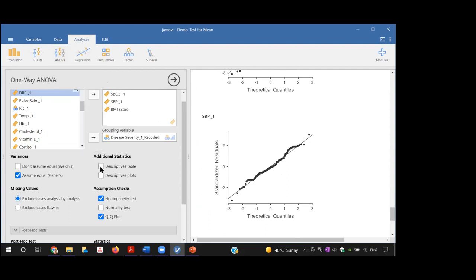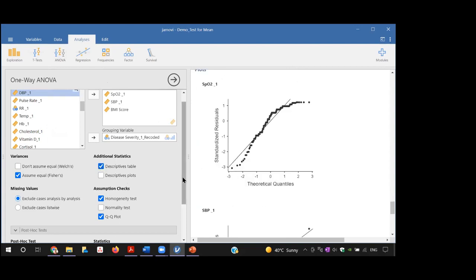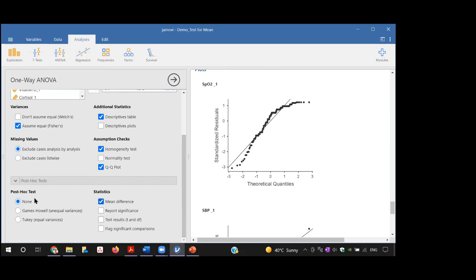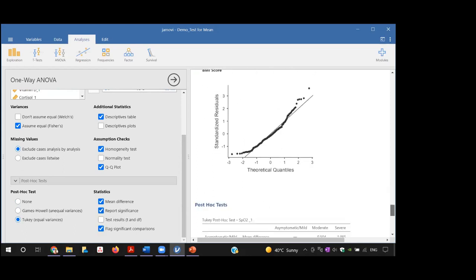So for ANOVA, you want the descriptive table because you want the mean and standard deviation under each category. You want the mean difference also for the post hoc. So for post hoc, in case of equal variances, can you see here something is written in the bracket? Equal variances. So the Levene statistic tells you that it is of equal variances. That's why you click Tukey. You report the flag significant correlation and significance. And then you can see the table.